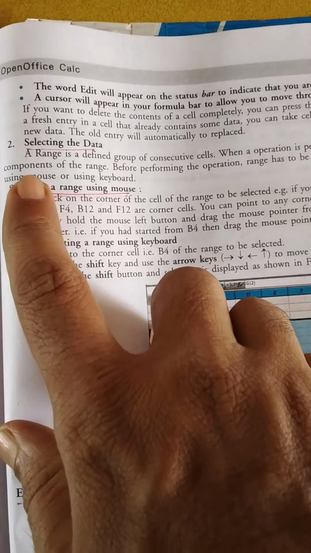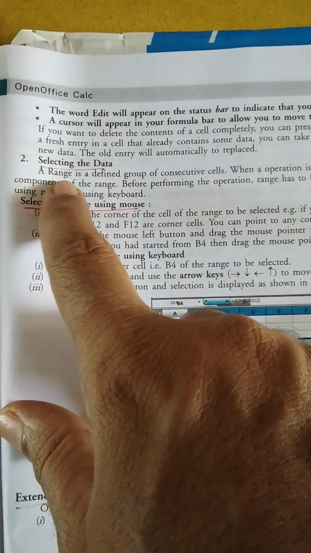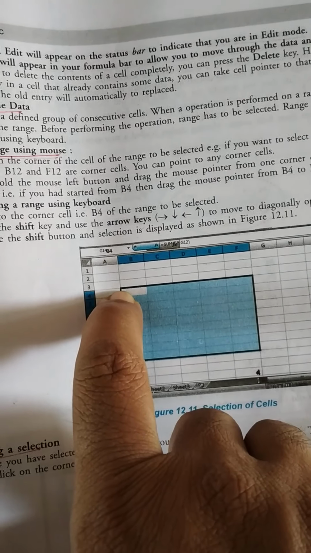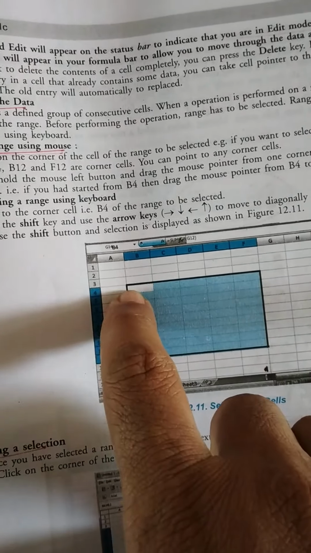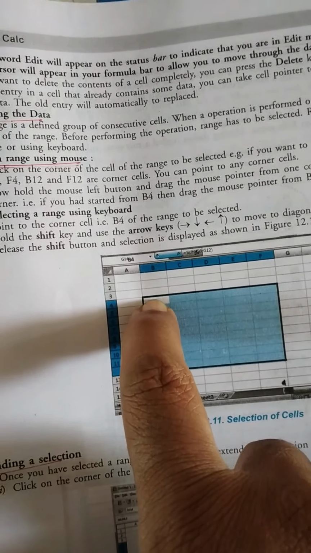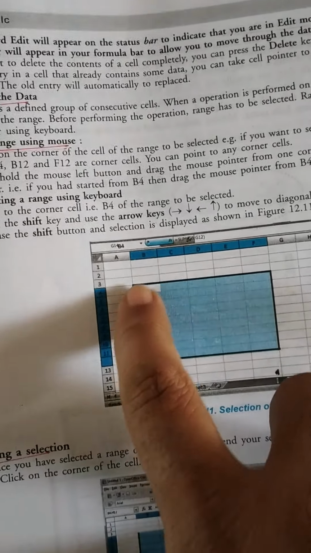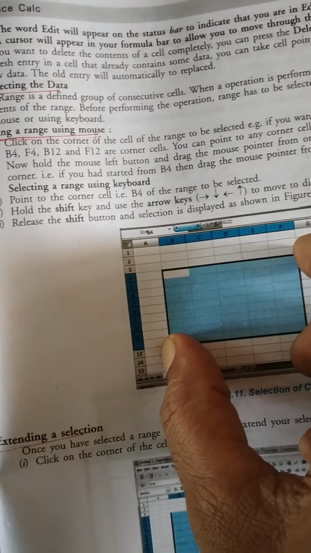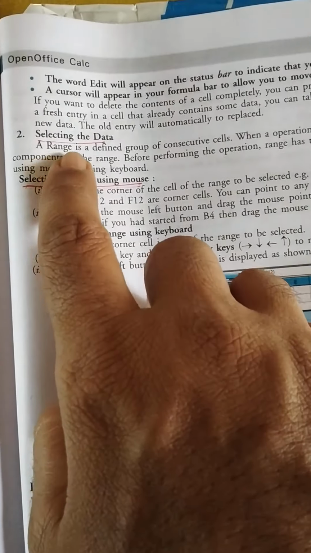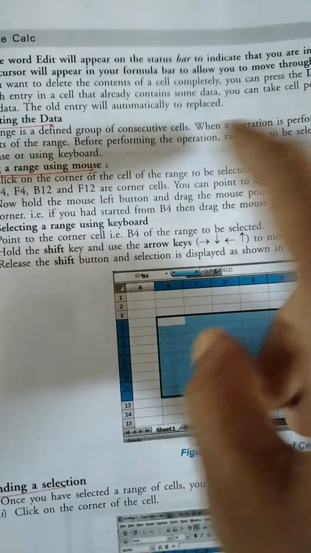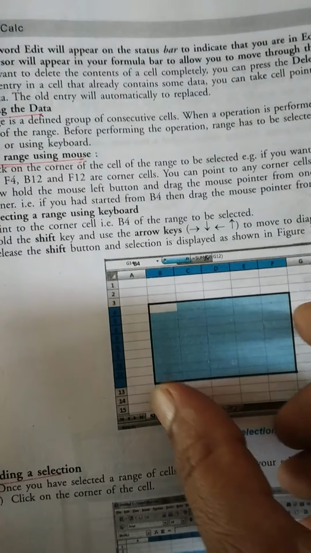Now selecting the data, how can you select a range? This is called a range. When I am selecting from this point up till this point, I will keep my mouse here and I will drag. Once I drag like this, the whole range is selected. This is called a range. ठीक है. So a range is a defined group of consecutive cells. सारे consecutive cell एक group बन गया है ये.